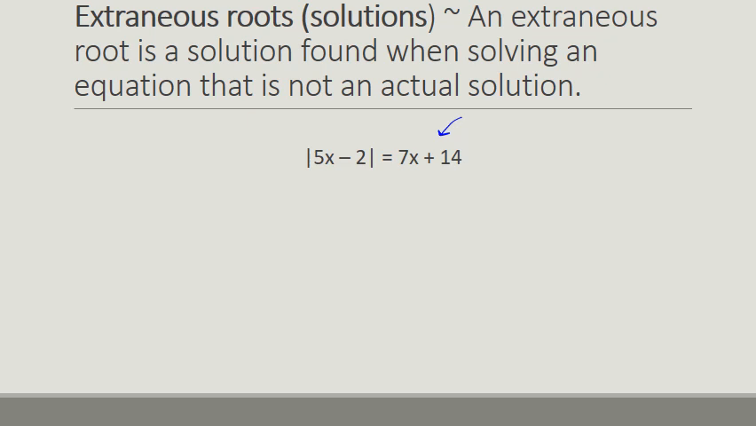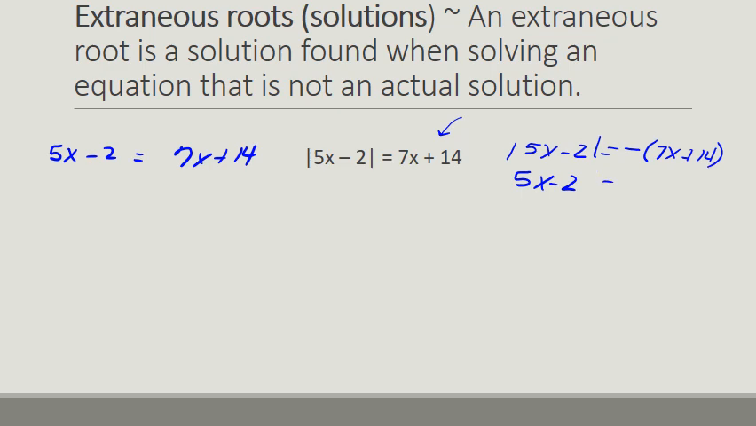We have the absolute value symbols alone, and we're going to write our two equations. The absolute value of 5x minus 2 equals 7x plus 14. And then the absolute value of 5x minus 2 equals negative, we're going to negate the whole thing. So you have to distribute that negative. So it's the absolute value of 5x minus 2 equals negative 7x minus 14.